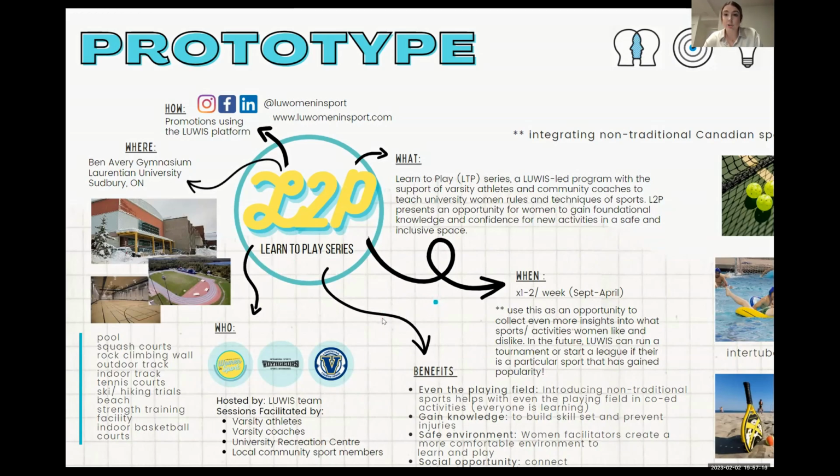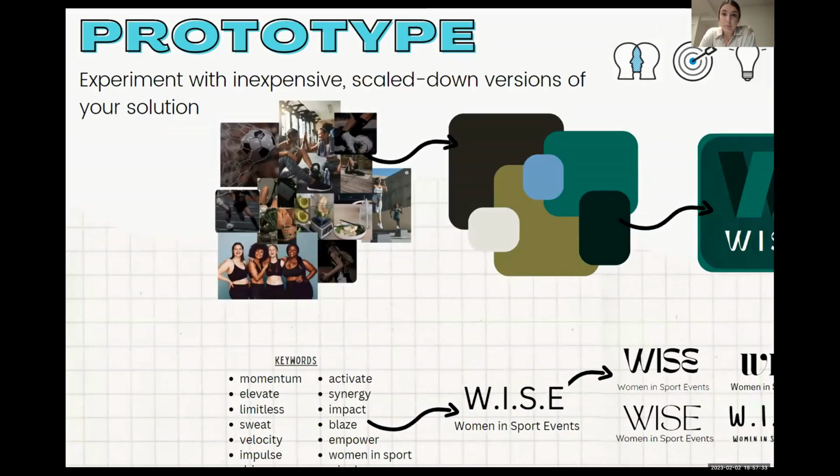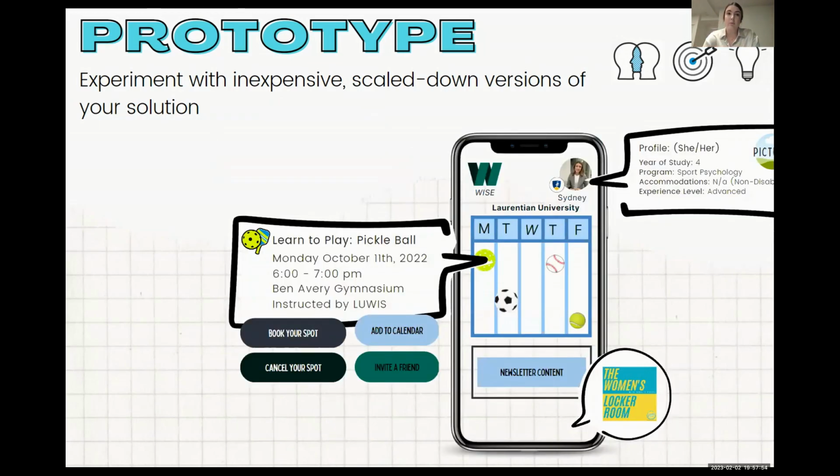And then we also wanted to introduce more non-traditional sports that are evolving, just in case the sports being offered didn't really meet their interests. Another prototype we created was for an app. Another barrier was simply minimal marketing. And so through this app called the Women in Sports events, this is more of the creative process behind the brand, but it's a more accessible way for women to find physical activities that are being offered on campus, not necessarily intramurals.